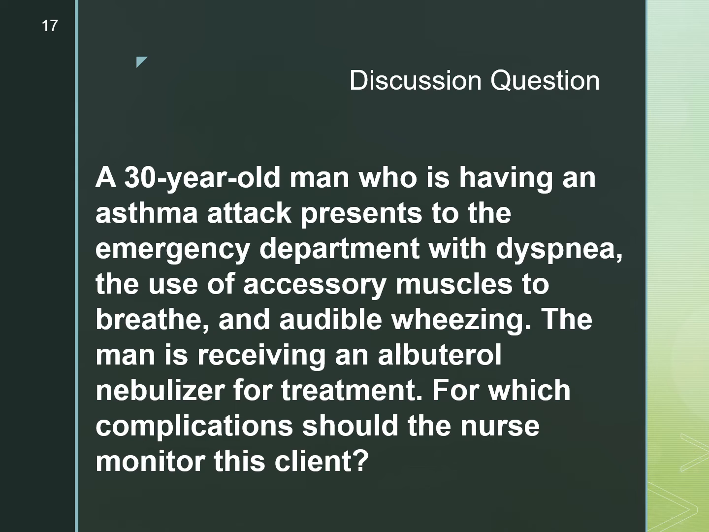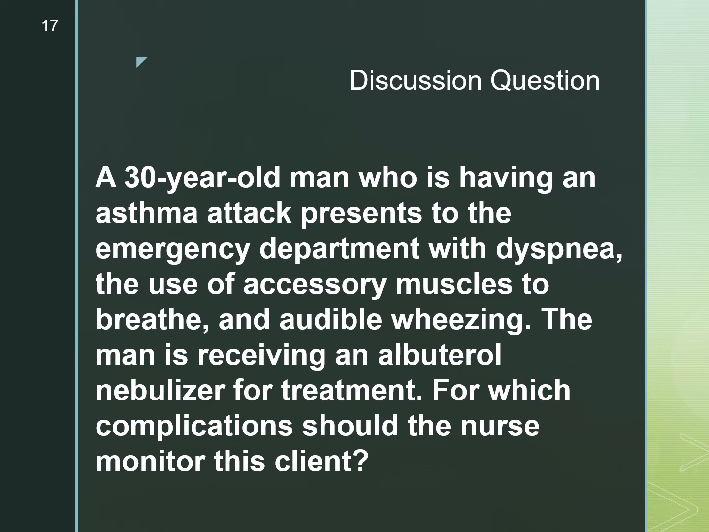So we have a 30-year-old man that's having an asthma attack, presents to the emergency department with dyspnea, the use of accessory muscles to breathe, and audible wheezing. This patient receives an albuterol nebulizer for treatment. For which complication should the nurse monitor this client?